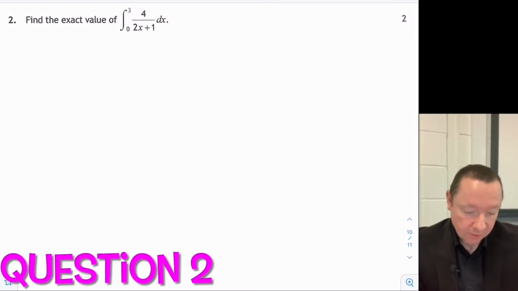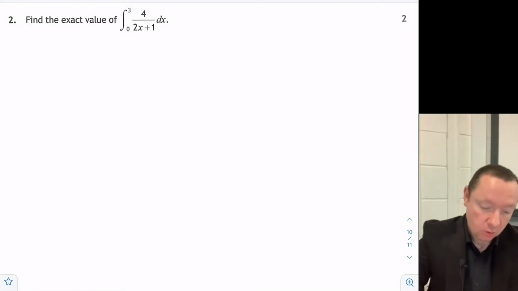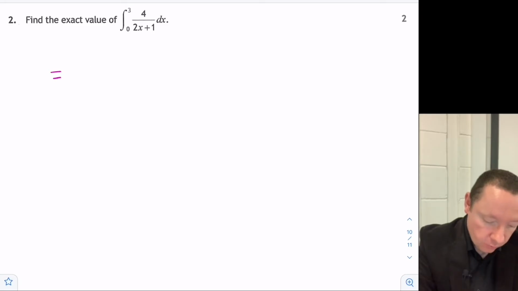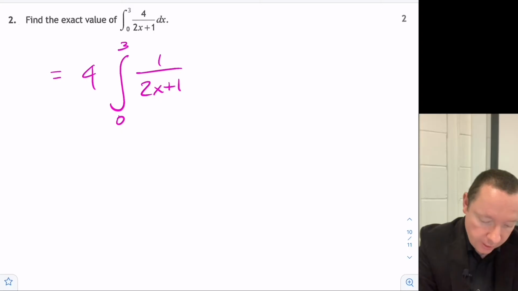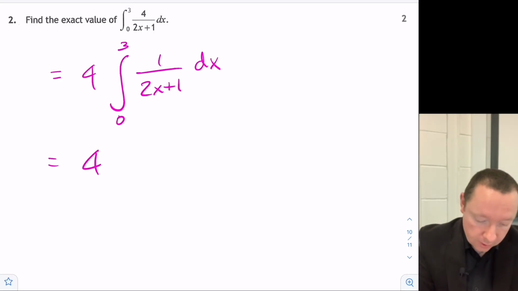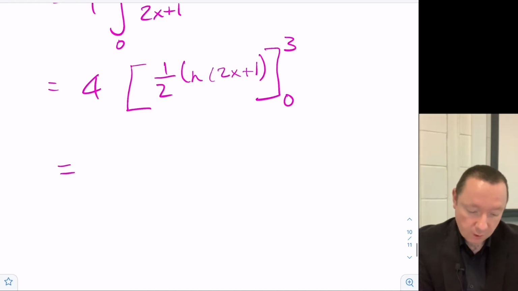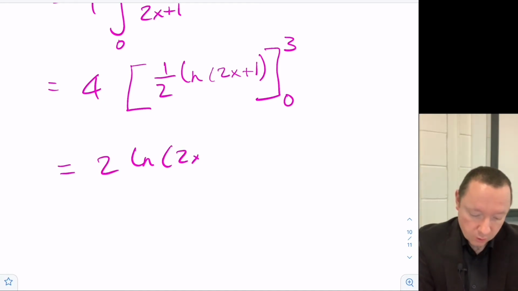Question 2, find the exact value of the integral between 0 and 3 of 4 over (2x plus 1). So that equals 4 times the integral between 0 and 3 of 1 over (2x plus 1) dx. That gives you a log, so that's 4 times the log of (2x plus 1) times a half between 0 and 3. So that gives us 2 log(2x plus 1) between 0 and 3.